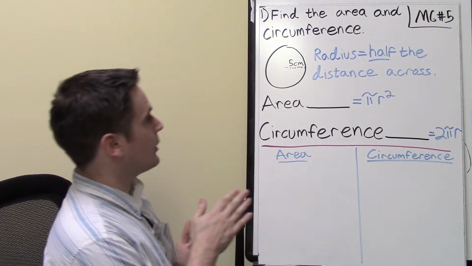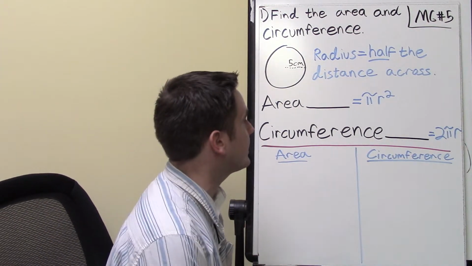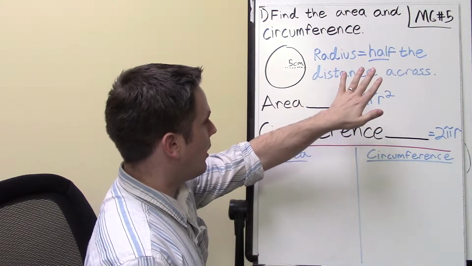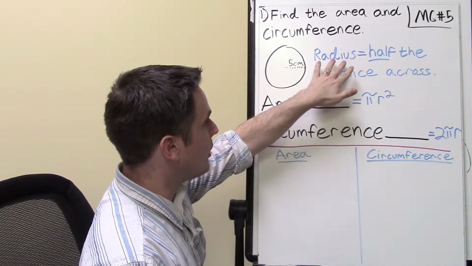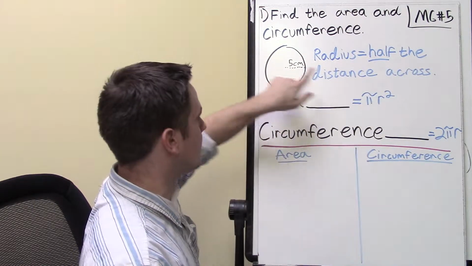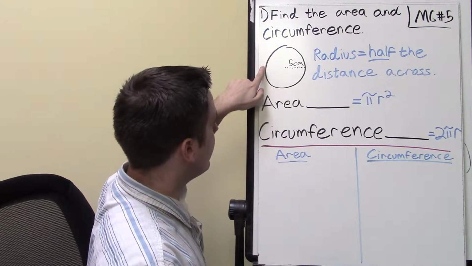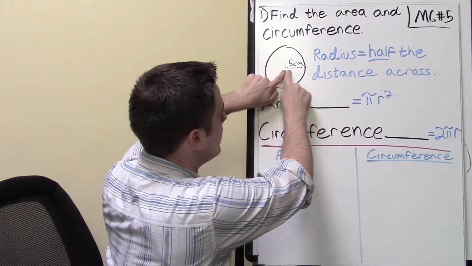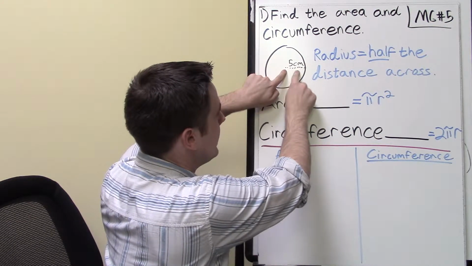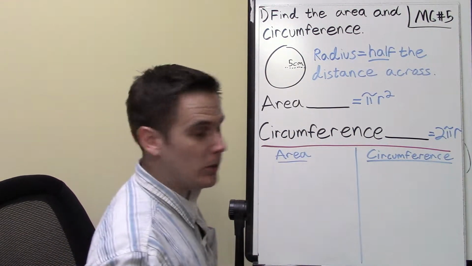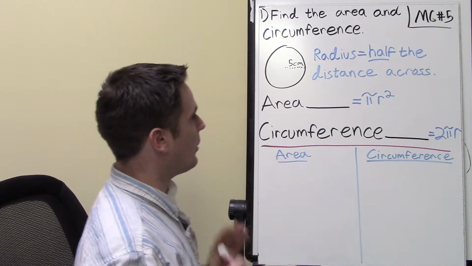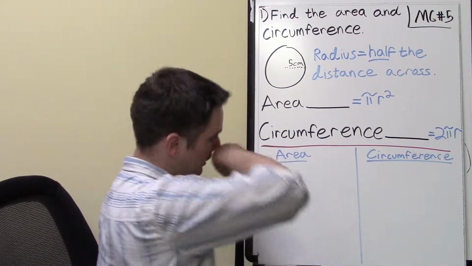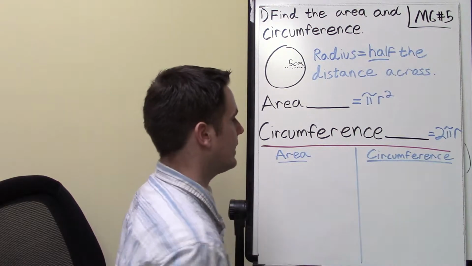Alright, so with circles, find the area and circumference. Now remember, you're going to need to know this term radius. If you don't know it already, it means half the distance across. So if you go all the way across a circle, that's diameter. If you just go halfway across, like you see here, that's the radius. That'll be an important thing to know later on. But for now, the only reason why you need to know the radius is that that's what your r is.